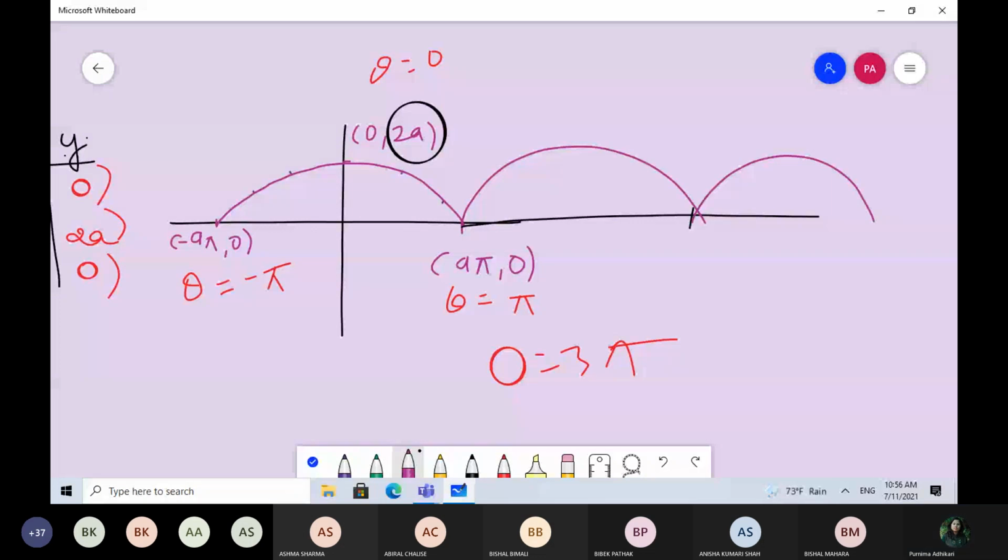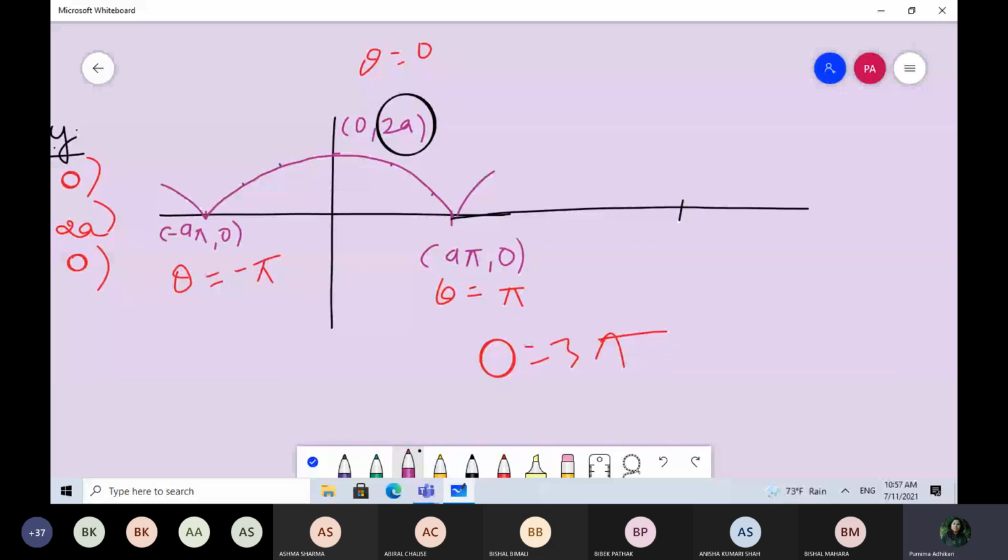Keep on moving like this, not only in the right hand side, in the left hand side also, in this direction also, and so on till infinity. It's a never ending process. Okay, so have you got this part? So it is not possible for you to draw a complete cycloid. So what are we going to do?